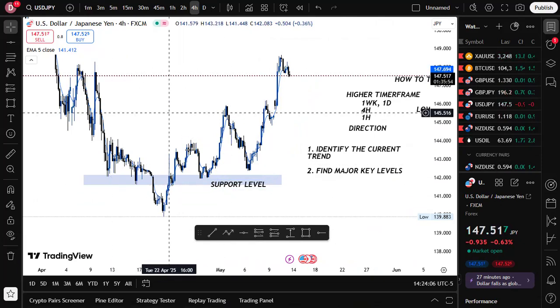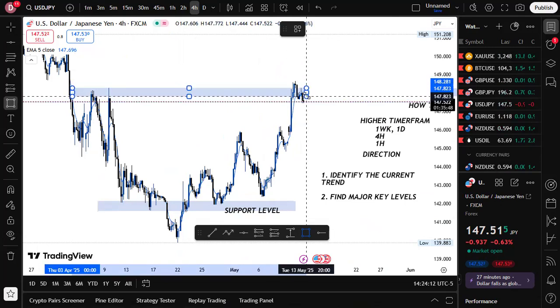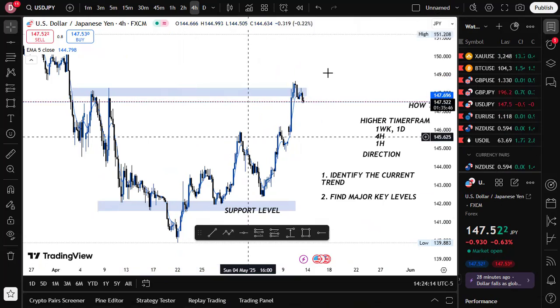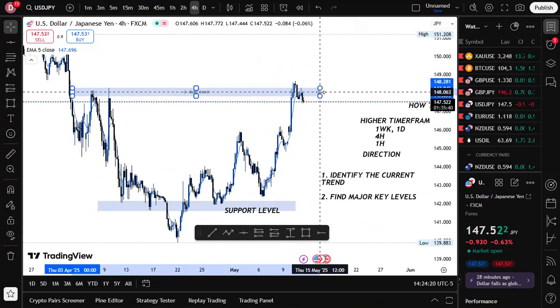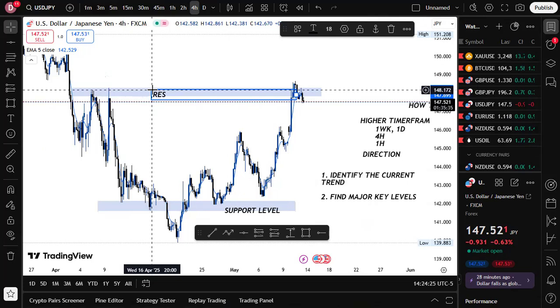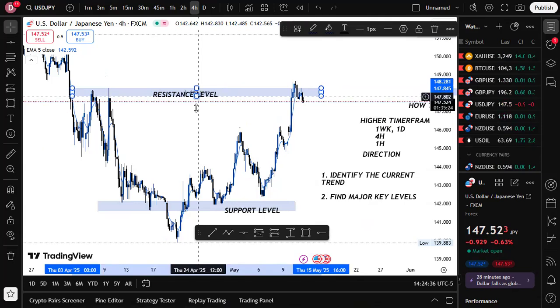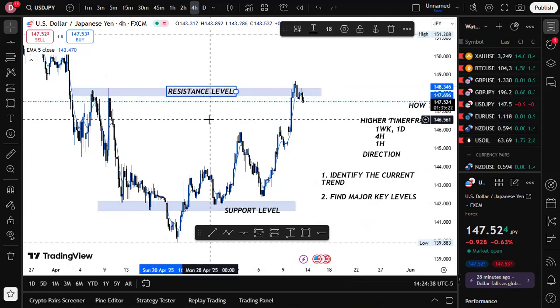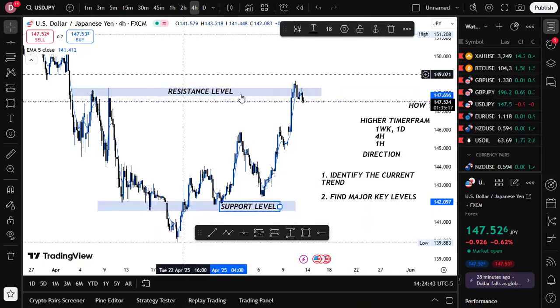And then we can call here a resistance level as well. This is another major resistance level, right? Price actually broke it, but it seems like price is pulling back. So this is our resistance level here. You can see this is our support level, a major support level, and then this is our resistance level.